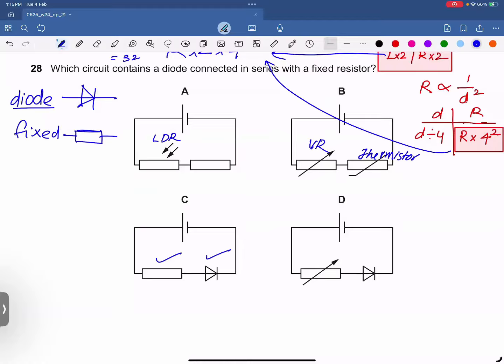This one is a variable resistor. This is a diode and resistor, option C. And D is a variable resistor with a diode. So the right option is C. This is a very easy question.